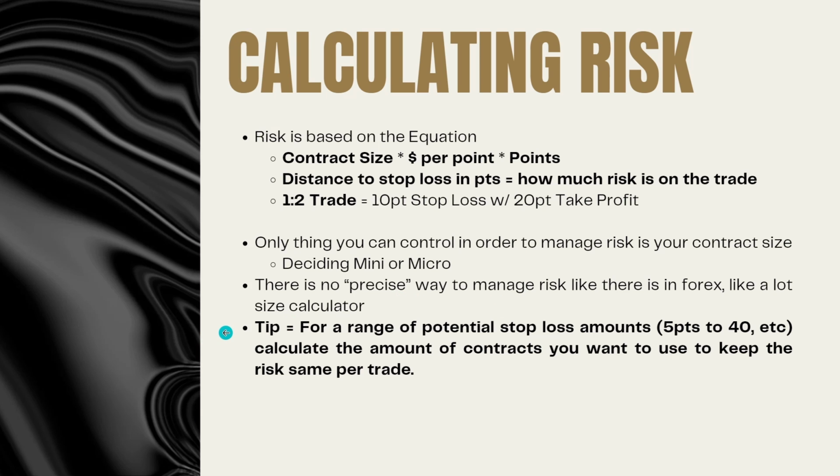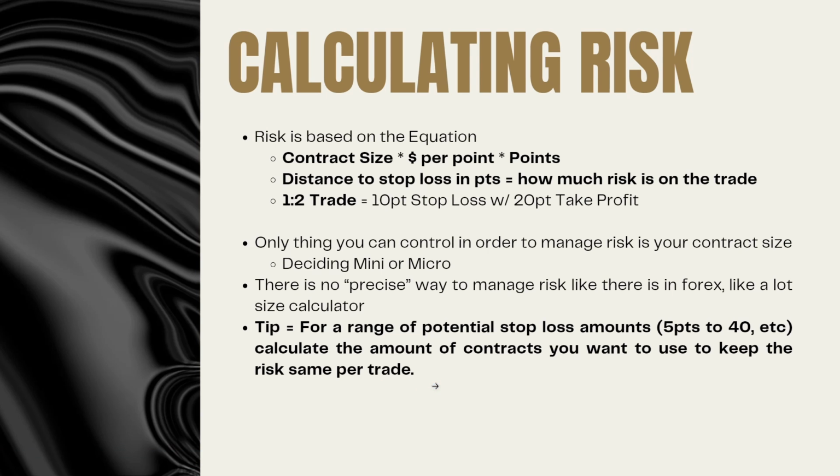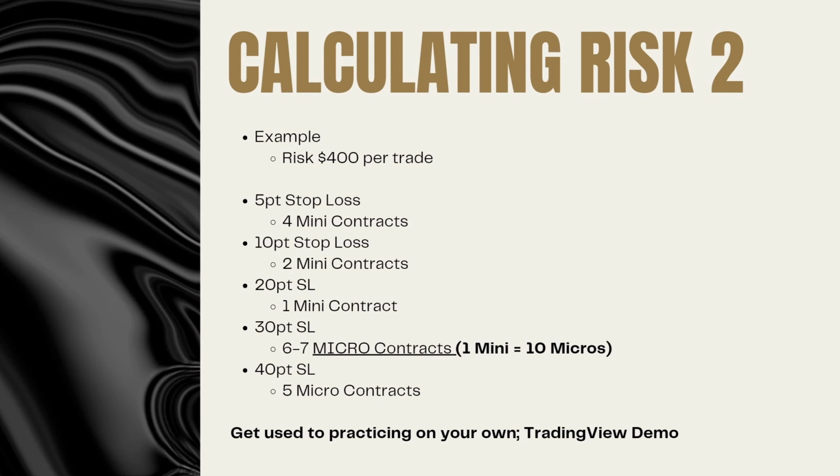My tip to you would be, for a range of potential stop loss amounts, so something like 5 points as a potential stop loss or 40 points, I'm using NASDAQ here, to calculate the amount of contracts you want to use to keep the risk the same per trade. So if you want to risk $400 per trade, let's say, I would have something like this pulled up and calculated beforehand. So when you want to enter the trade quickly, you already know how many contracts you're going to be using and which type of contract, right? A micro or a mini.